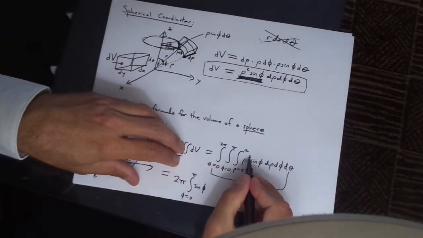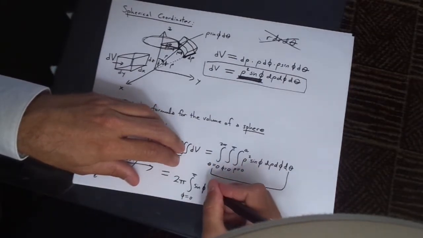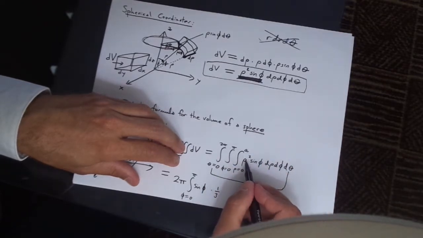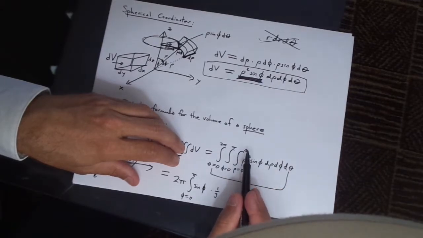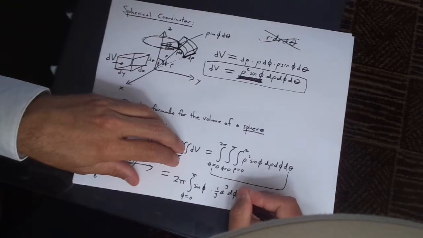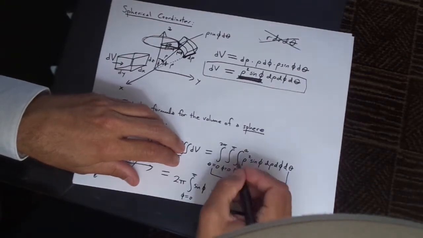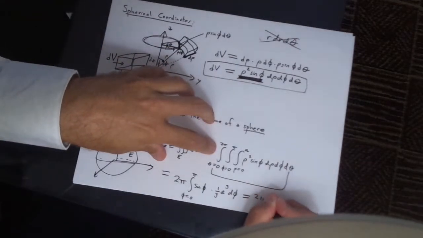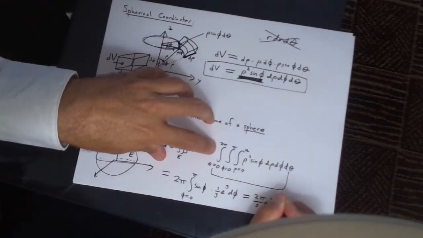Well, I just have the integral of rho squared. That's going to give me 1/3 of rho cubed. But notice I'm going to be evaluating rho cubed between 0 and a, and it's just going to give me a cubed when I evaluate at the limit of a. So what do I have? I have 2 pi over 3 times a cubed.